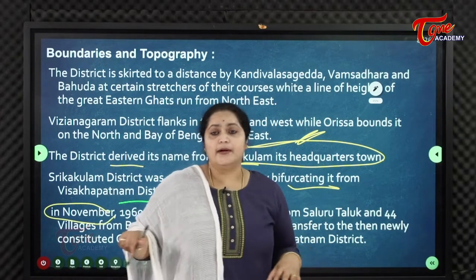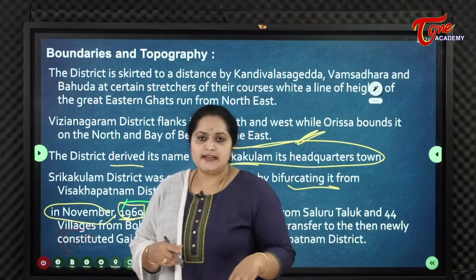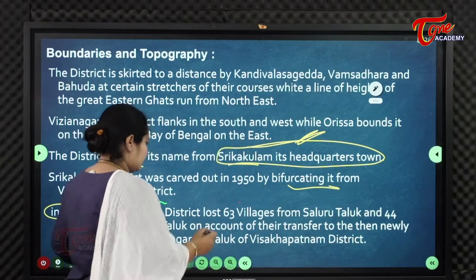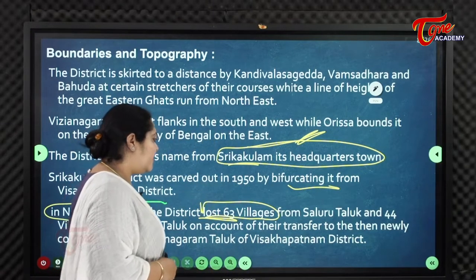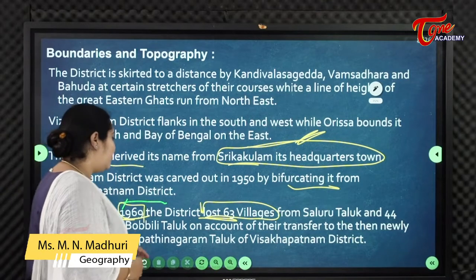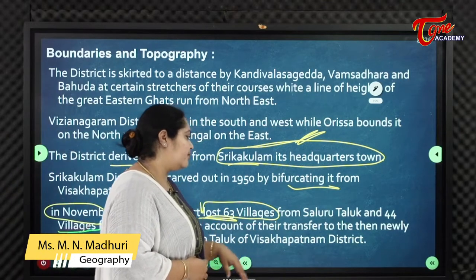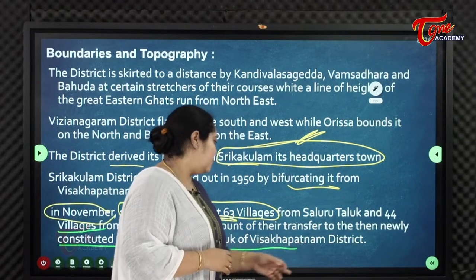But again in November 1969, the district lost 63 villages from Saluru Taluka and 44 villages from Bobbili Taluka on account of their transfer to the then newly constituted Gajapati Nagaram Taluka of Vishakhapatnam district.